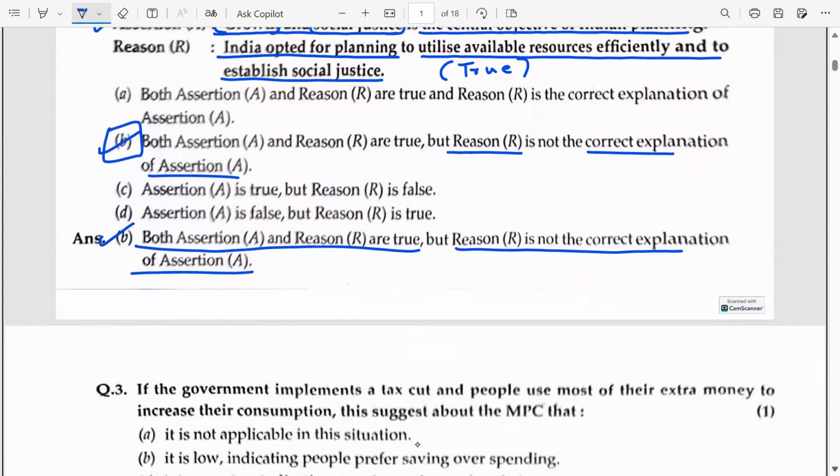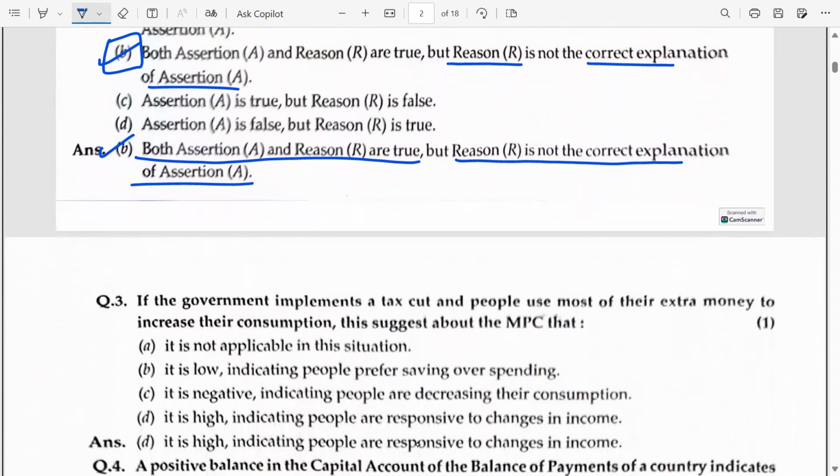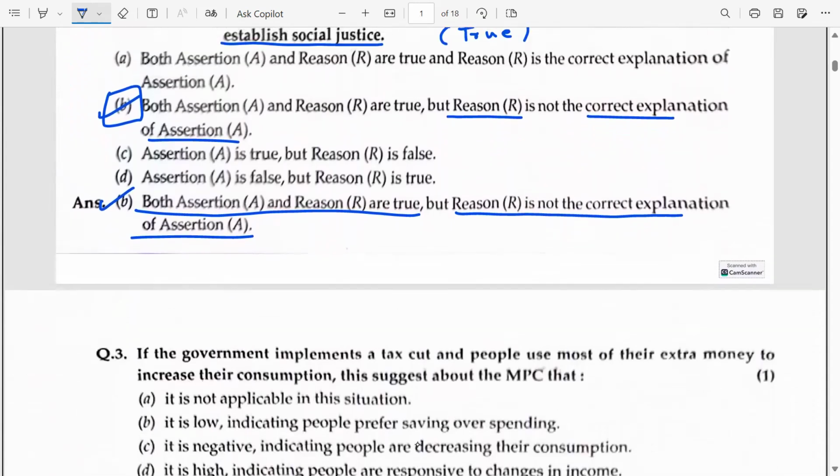Coming to question 3 now. Okay, let's look at question number 3. If the government implements a tax cut and people use most of their extra money to increase their consumption, this suggests about MPC that, what does it suggest about MPC? When there's a tax cut, okay, what happens? A tax cut means your income has gone up. When your income has gone up, you increase consumption. Okay, so what will tell you about MPC?